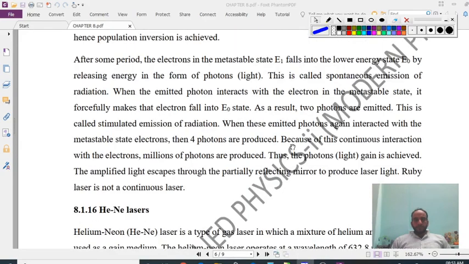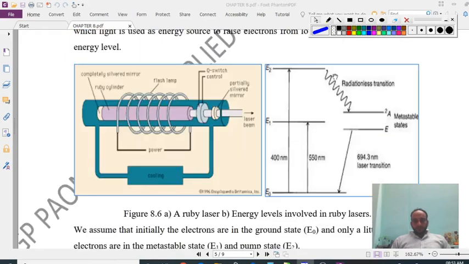So in this way the ruby laser achieves lasing action. But this ruby laser is a pulsed laser, because here the source is a flash lamp. The lamp flashes for some seconds, then it turns off, so the laser is not continuous. We get lasing action in a pulsed manner.